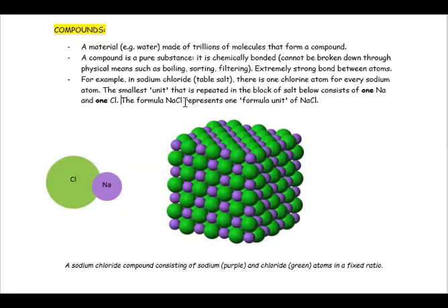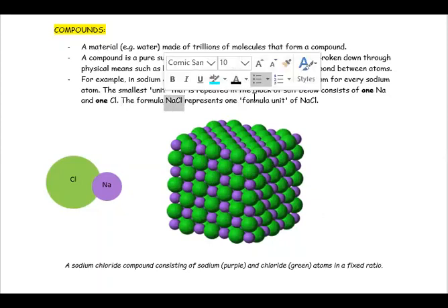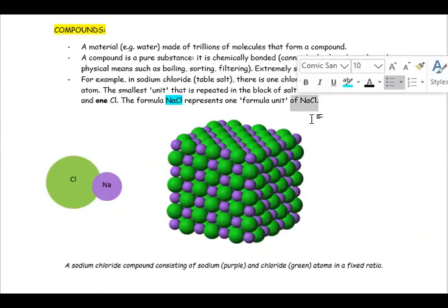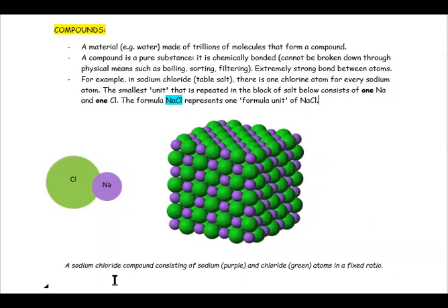All right, so the formula NaCl represents one formula unit of NaCl. What this basically means is that NaCl is the chemical formula which tells us that this block is table salt. So the common name is table salt and the chemical formula is NaCl. It says here at the bottom, the sodium chloride compound, consisting of sodium, which is the purple atoms, and chloride, or chlorine, which is the green atoms, is in a fixed ratio. And we're going to talk about that now.